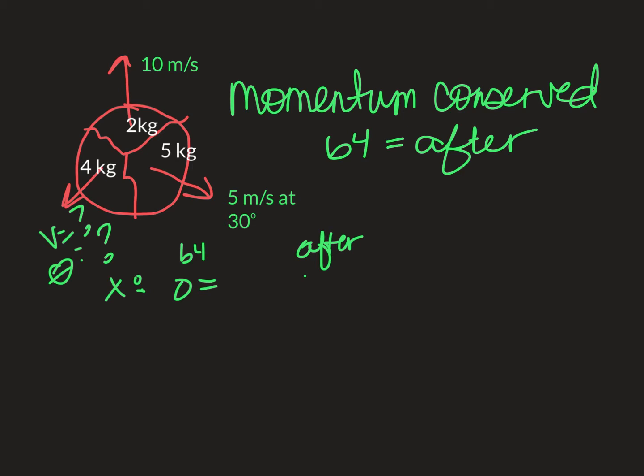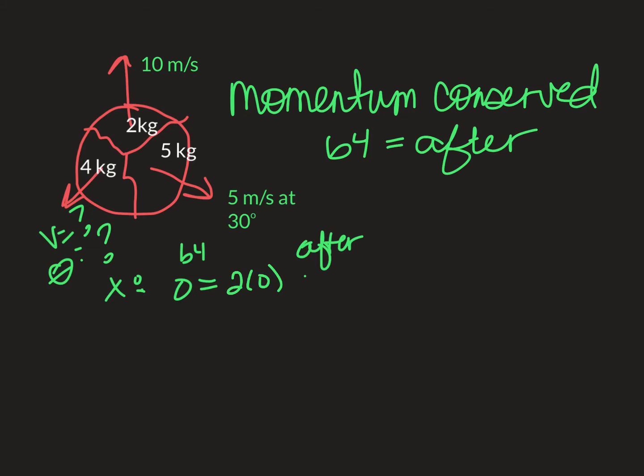So after. This 2 kilogram piece in the X direction, it's going 10 meters per second straight up. How much of that is in the horizontal X direction? None of it. So we can go ahead and write 2 times 0 just so we know, make us a little happier.